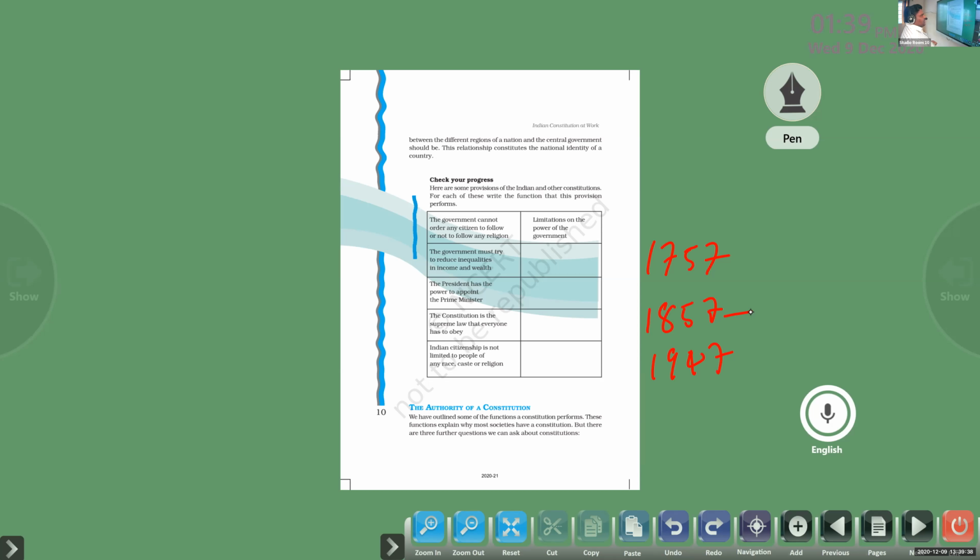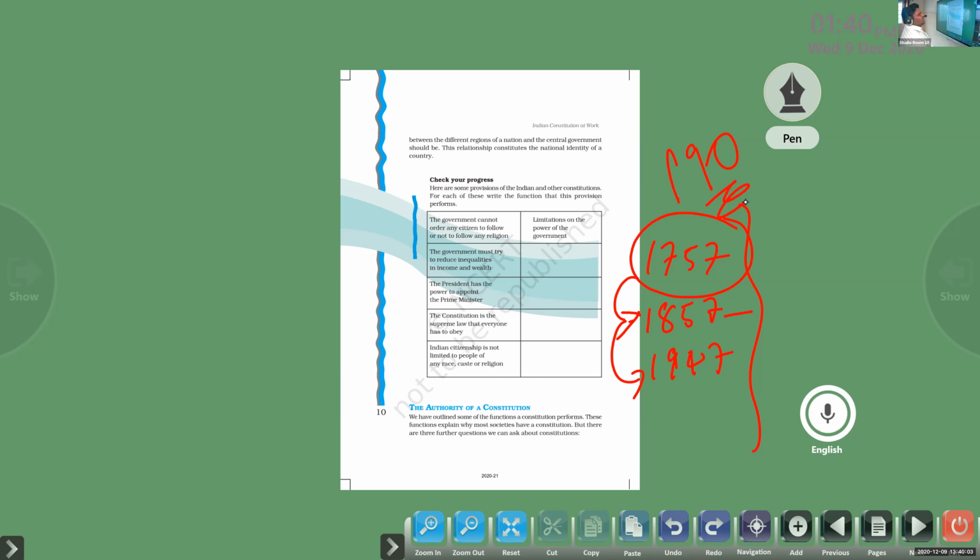No idea. Okay. After this battle in the year 1757, the British started controlling almost all the parts of India. Find out which battle that is. 1757. Then the first war of independence in the year 1857, and we got independence in the year 1947. So in between, 190 years are there, right? We were under the control of the British.